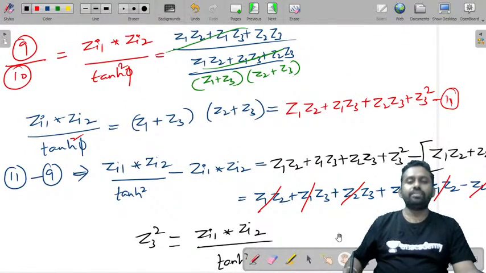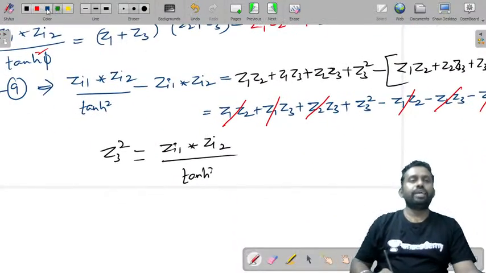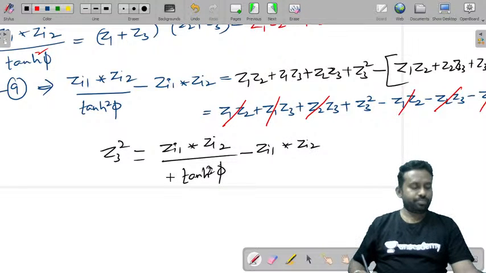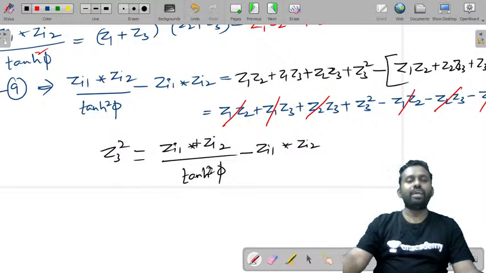Yeah, that is phi. So tanh square phi minus zi1 into zi2, this will be the value of z3 square. We can further simplify this. So let's try to write this in the next slide and see what will happen.